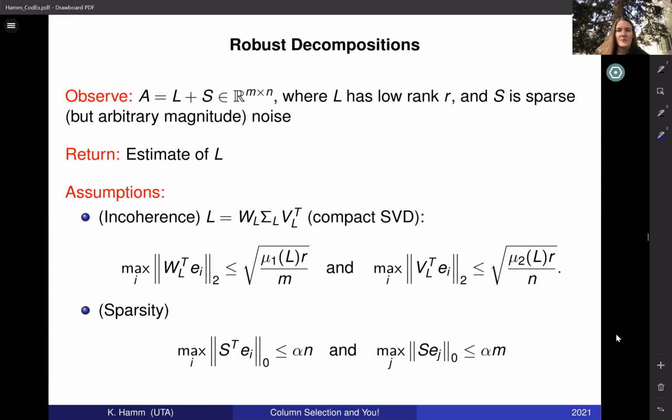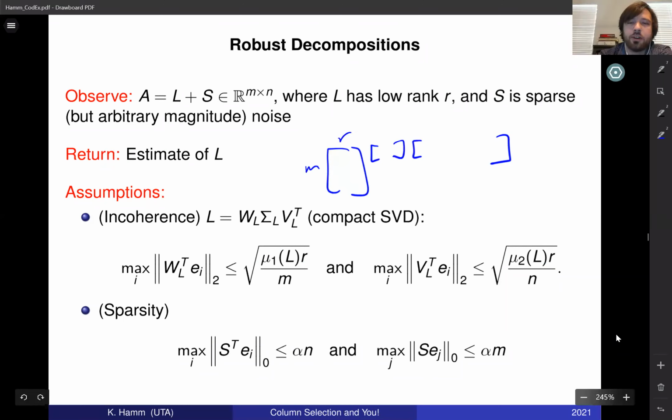Okay. Sorry, real quick, just to make sure it's clear. By compact SVD, you mean you've changed that sigma to an r by r diagonal matrix, and then you've truncated appropriately the W and the V so that it multiplies out to be that rank r approximation. Correct, yeah. L is m by r, sigma is r by r, V transpose is r by n, that's correct. Yeah, thanks.